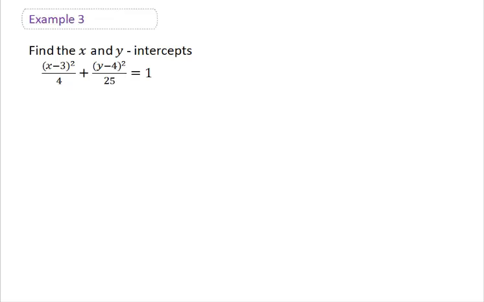This one is definitely more difficult than the last two examples, but we are still able to find our x and y intercepts. I again suggest that you pause the video and see if you can come up with the solutions to this on your own.